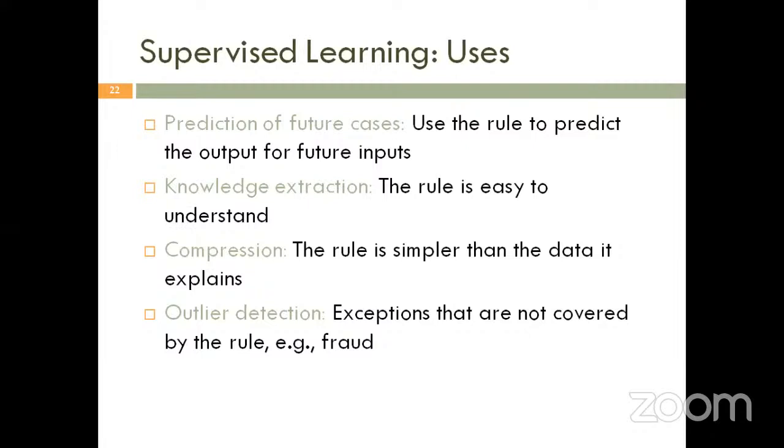Knowledge extraction: the rule is easy to understand. Compression: the rule is simpler than the data it explains. And outlier detection: exceptions that are not covered by the rule, for example fraud.